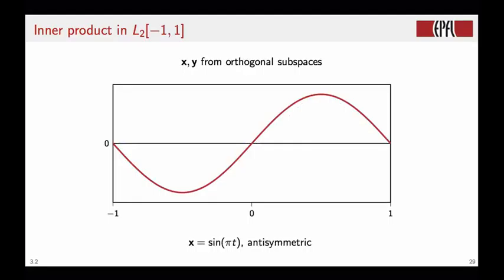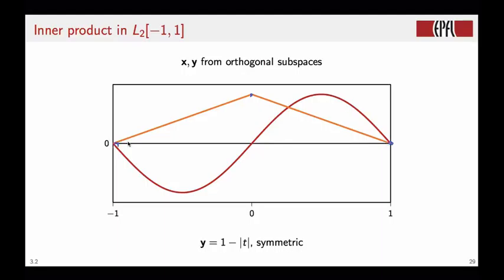If you take inner products between vectors that come from subspaces that are orthogonal to each other, then, as you may guess, the inner product will be equal to 0. We show this in the following diagram by taking an antisymmetric function, that's our friend sine pi t, and a symmetric function, which is 1 minus the absolute value of t. It starts here and goes down to 0 at the two ends.